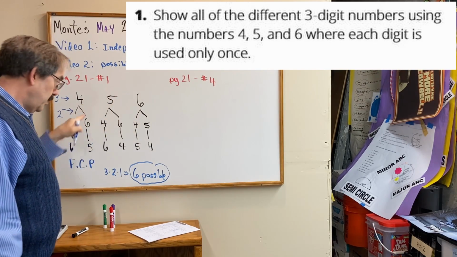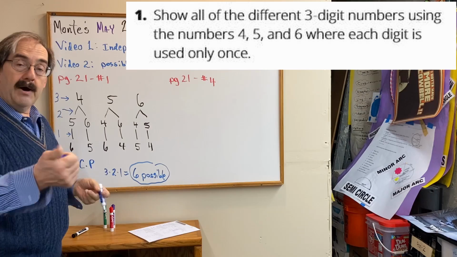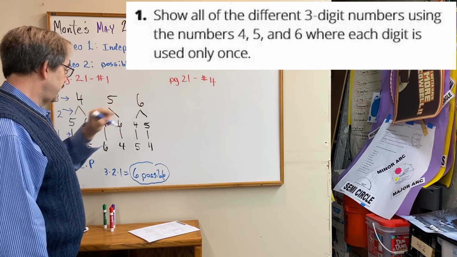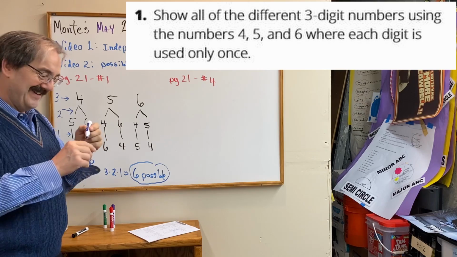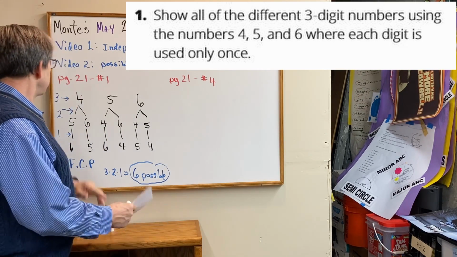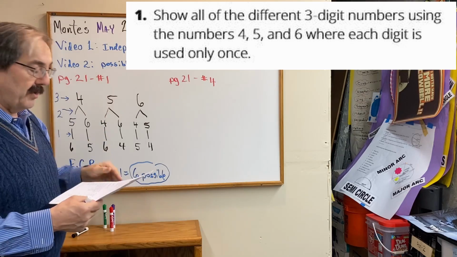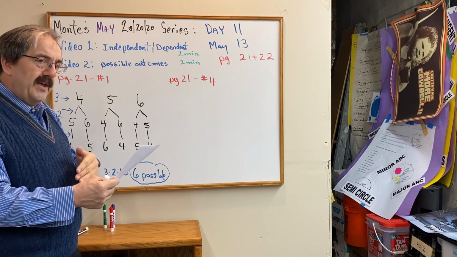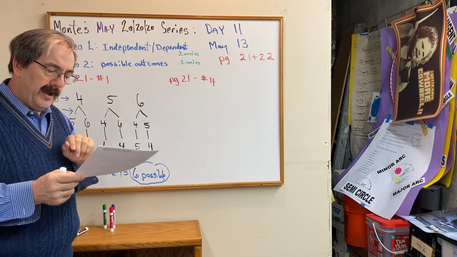3 times 2 times 1. Count the branches on the tree. 1, 2, 3, 4, 5, 6. Isn't that cool? All right. That's problem number 1 on page 21. All right. Now, each one of these has a different twist to it.